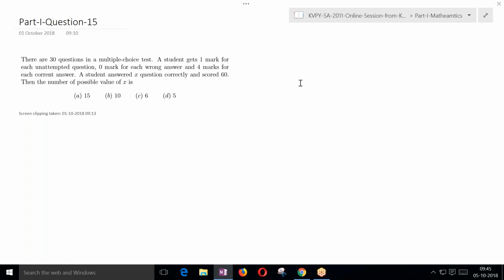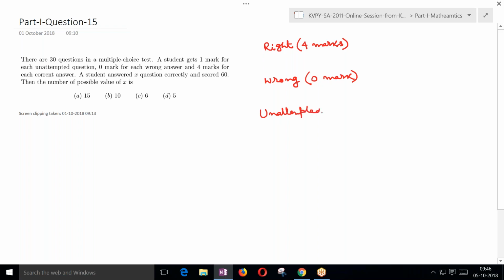So let me give you the hints here. This kind of question will be helpful to you in your class 11 and 12 with probability. So if a question is right, it is 4 marks. If it is wrong, it is 0 marks, and if it is unattempted, it is 1 mark.